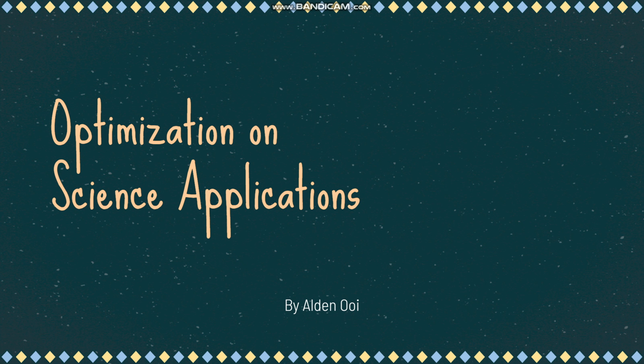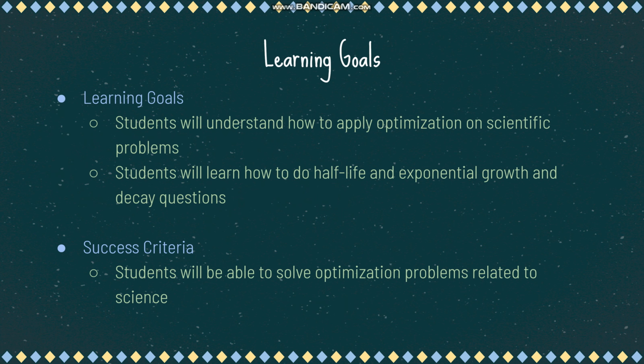So this lesson will look through some real-life scenarios where we'll have to use optimization to solve the problem. Learning goals: students will understand how to apply optimization on scientific problems. Students will learn how to do half-life and exponential growth and decay questions. Success criteria: students will be able to solve optimization problems related to scientific applications.